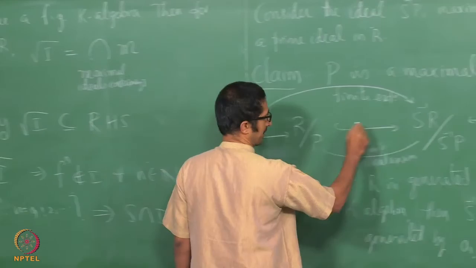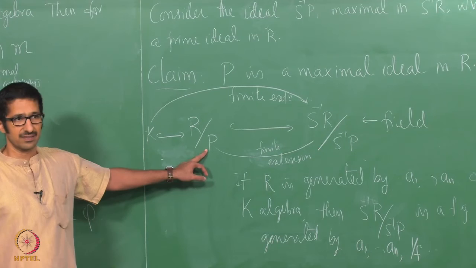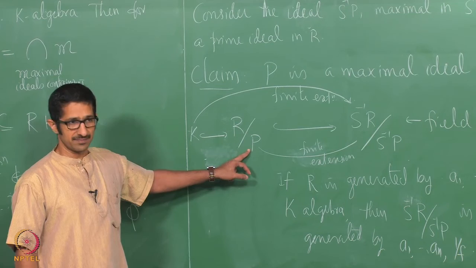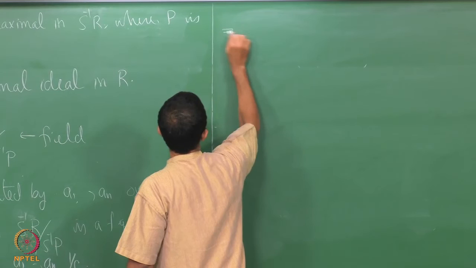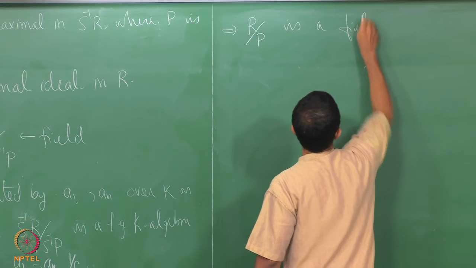Now R mod p is an integral domain. You have this is a field, that says R mod p is a field. Therefore, R mod p is a field, that implies p is maximal.